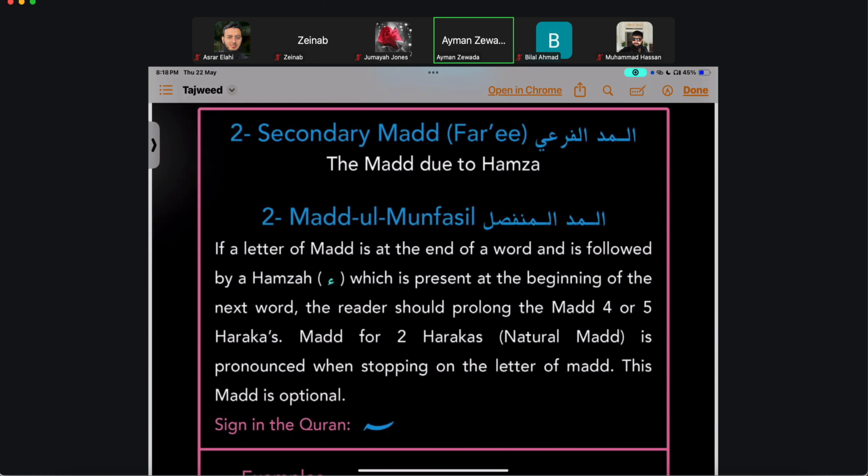Mad for 2 harakat, which is natural mad, is pronounced when stopping on the letter of mad. This mad is optional. Now remember what we said, alif, waw, and ya, by nature, are going to be 2 harakat. If you stop there at the end of the word, before you move on to the word which starts with a hamza, then it becomes optional for you to do the natural. However, think of the munfasil as the same as the muttasil. The only difference is it's 2 separate words. 1 word, 2 words. Same signal.